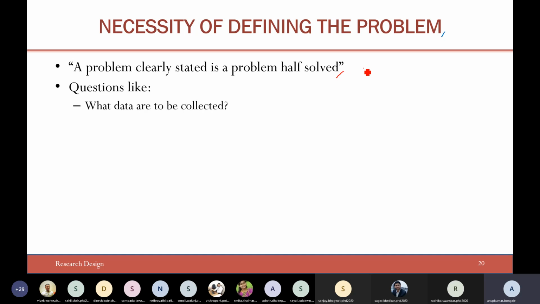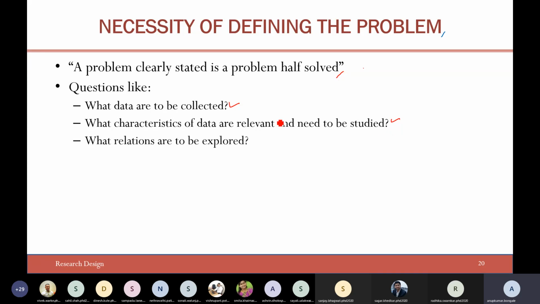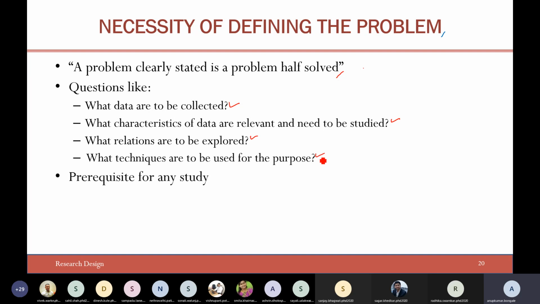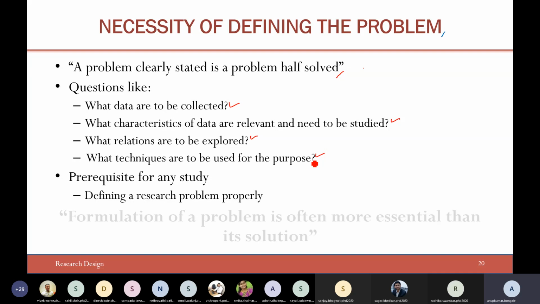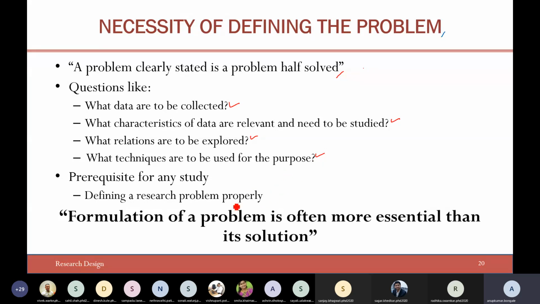You should ask questions like, what data are to be collected? What are the characteristics of the data? What relations are to be explored among the features of the data that you have collected? What techniques are used for this purpose? And the prerequisite for any study is defining the research problem. Ultimately, the formulation of the problem is often more essential than finding the solution to the problem itself. So that is why problem formulation is very, very important.